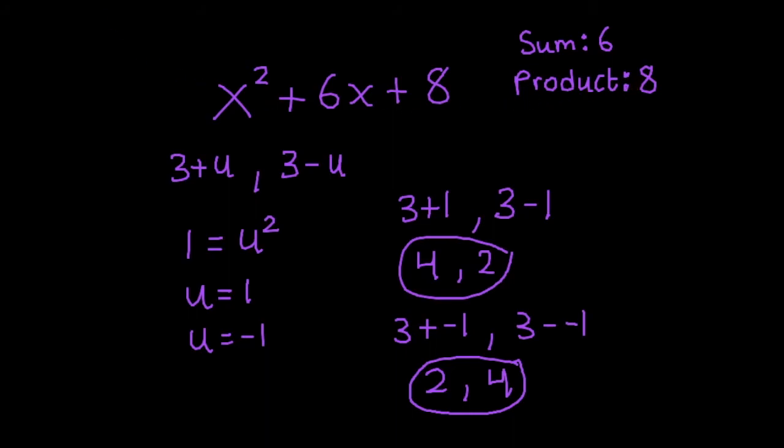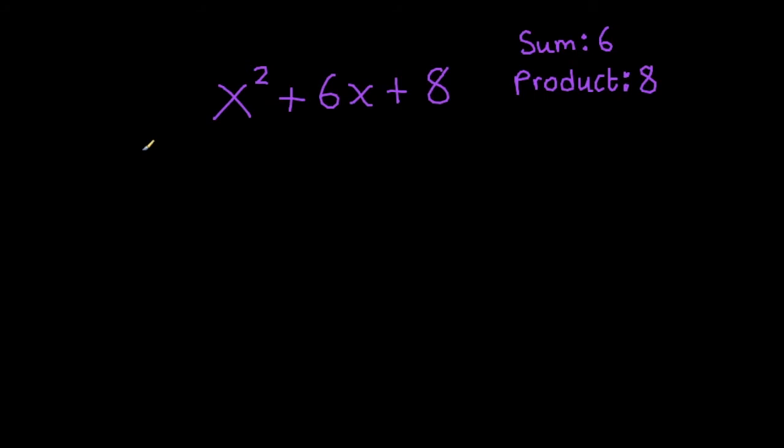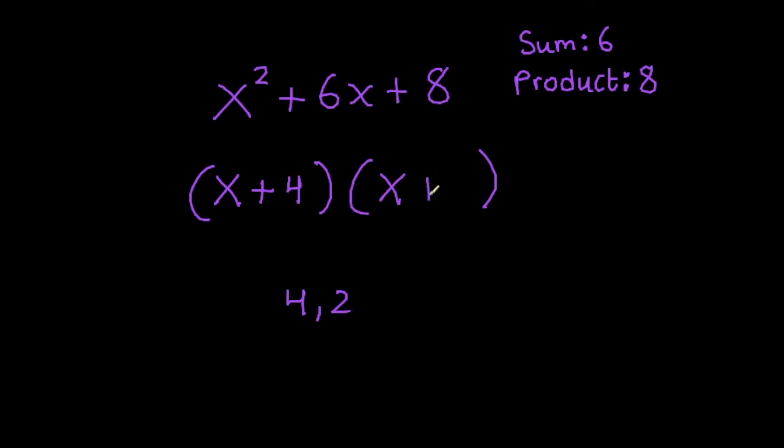Now, for our final step, all we've got to do is open up two sets of brackets. So let's just erase this. So we open up two sets of brackets. And let's remember the two numbers that we found, 4 and 2. Okay, so we keep an x in both brackets. So x here and x here. And this will give us the x squared that we want. And we just fill in the gaps with the numbers that we have found. So both numbers are positive. So we have positive 4 and positive 2. And we're done with factorizing this expression.